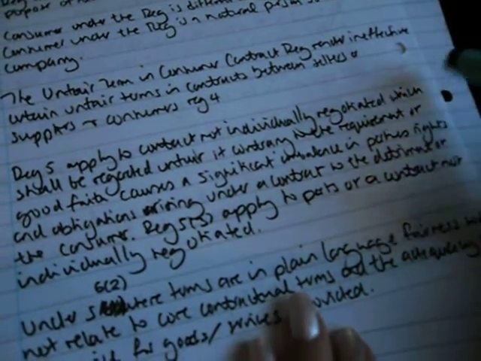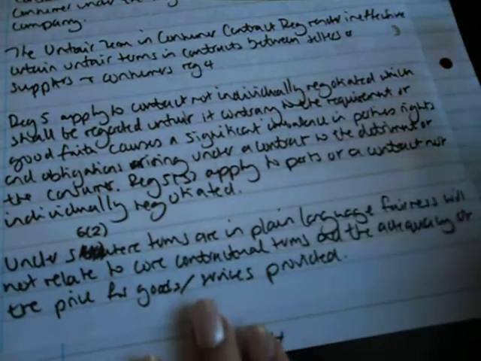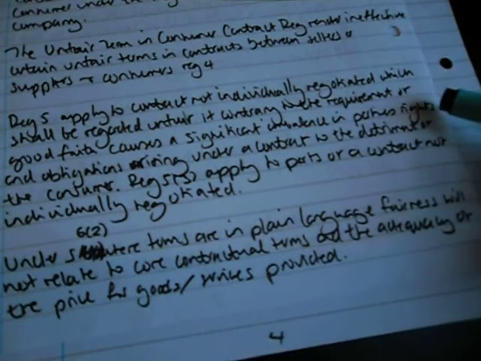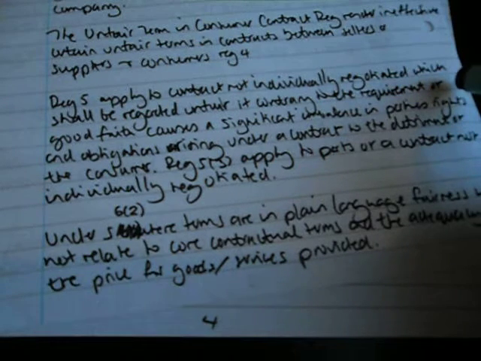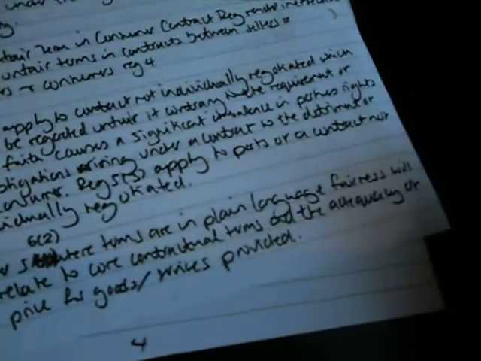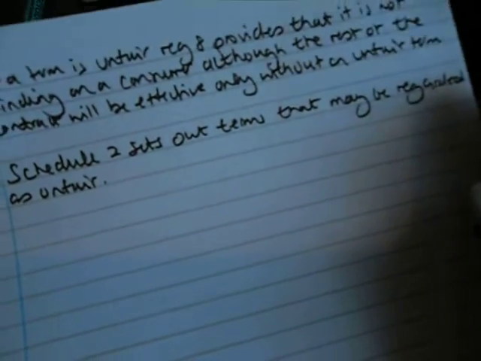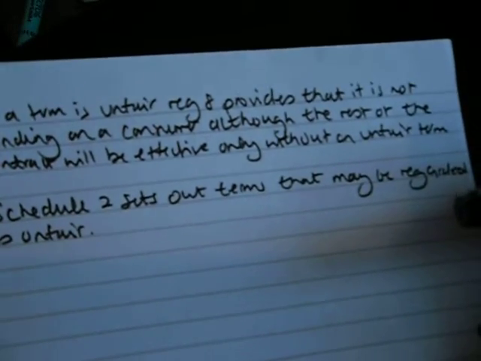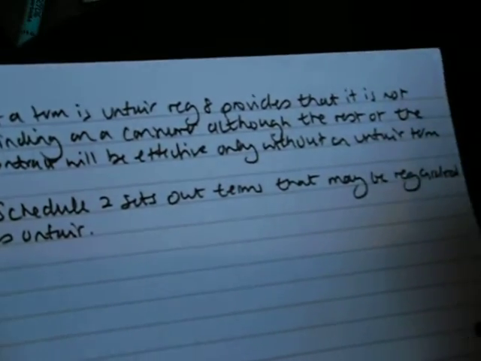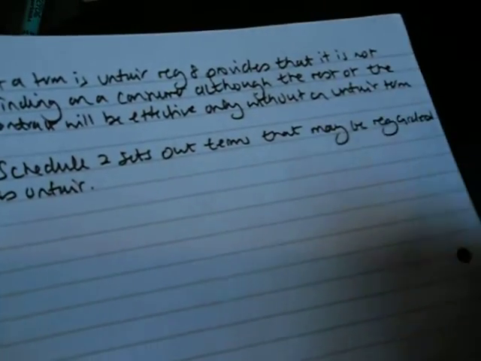contract not individually negotiated. Under Regulation 6 subsection 2, where terms are in plain language, the fairness will not relate to core contractual terms, and the adequacy of the price for goods and services provided. So if a term is regarded as unfair under Regulation 8, Regulation 8 provides that it's not binding on a consumer, although the rest of the contract will be effective without the unfair term in it. Now Schedule 2 sets out terms that may be regarded as unfair.